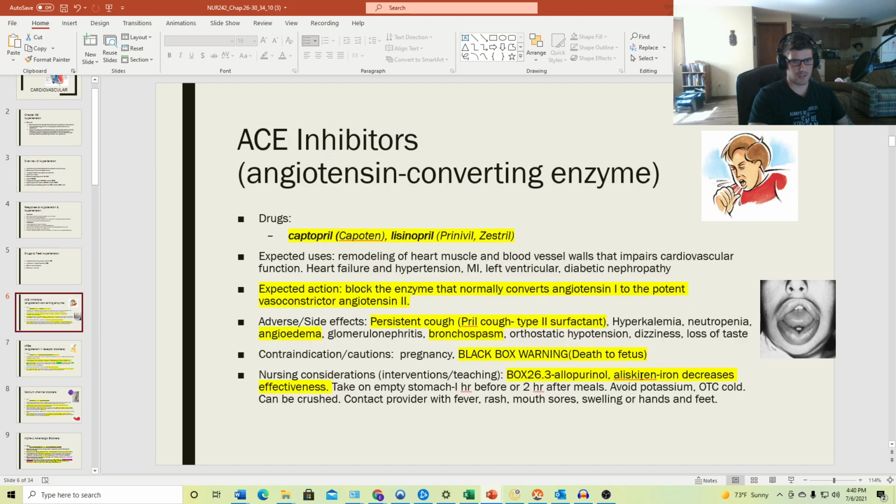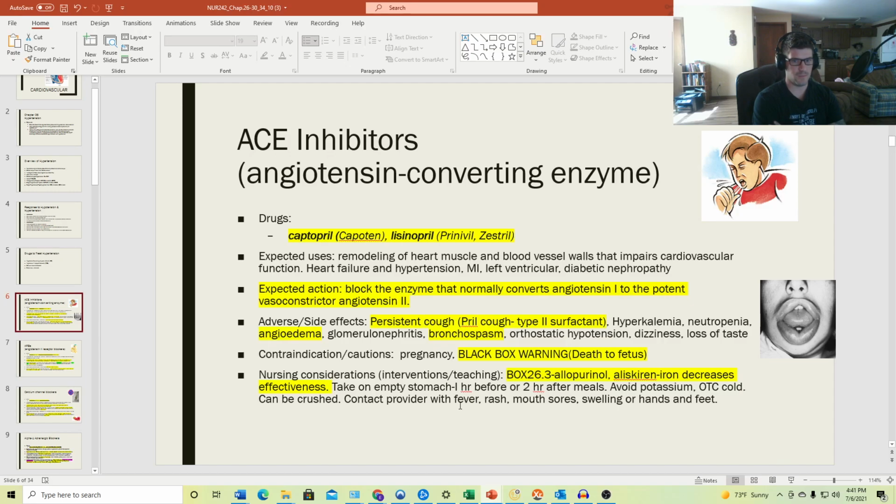allopurinol and allosterin iron decreases the effectiveness. You take on an empty stomach 1 hour before, 2 hours after meal, kind of like our antibiotics. Avoid potassium. Over the counter cold medications, you want to avoid those too. It can be crushed. Contact provider with fever, rash, mouth sores, swelling on hands and feet. So, again, nursing considerations are allopurinol and allosterin iron decreases the effectiveness. Take on an empty stomach 1 hour before, 2 hours after meal.